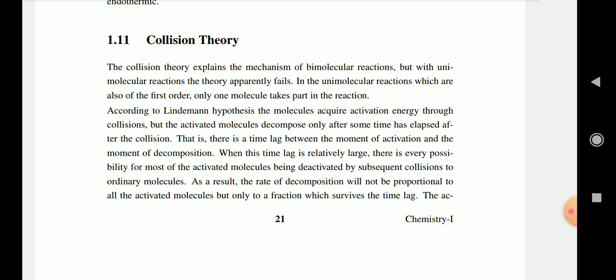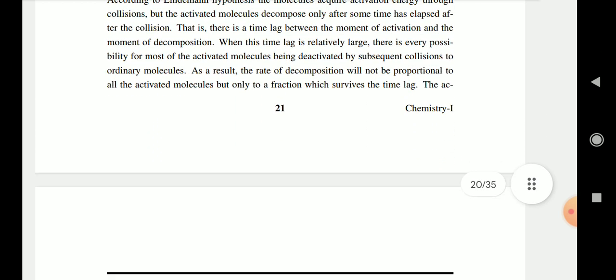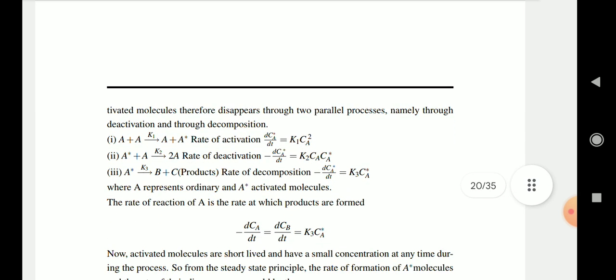When this time lag is relatively large, there is every possibility of most activated molecules being deactivated by subsequent collision to ordinary molecules. As a result, the rate of decomposition will not be proportional to all activated molecules, but only to a fraction which survives the time lag. The activated molecules therefore disappear through two parallel processes, namely deactivation and decomposition.